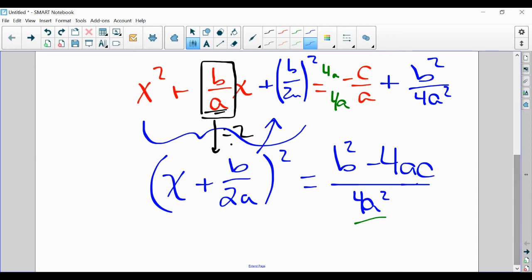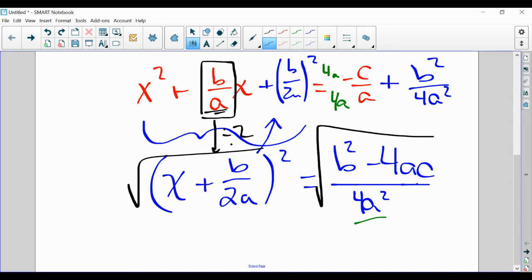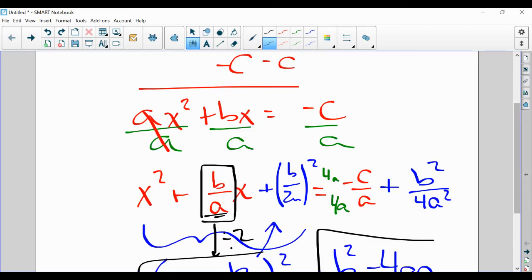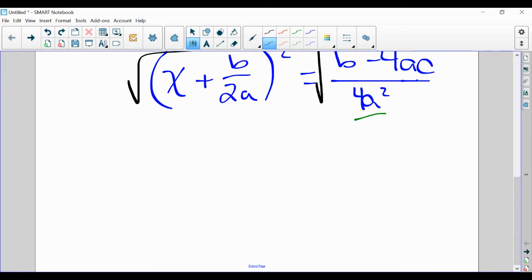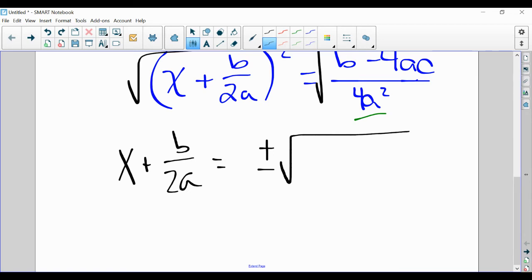Okay, now what I'm going to do, remember, don't take your eye off the prize. We're solving for x. I'm going to square root both sides. And so on the left side, I have x plus b over 2a is equal to, I'm taking a square root, so I have to account for the fact that there are two answers, plus or minus the square root of b squared minus 4ac all over 4a squared.